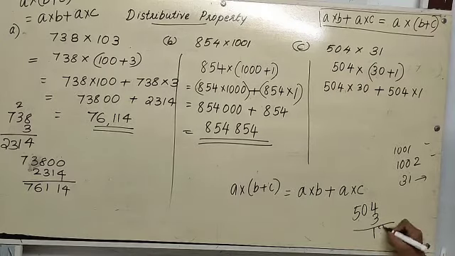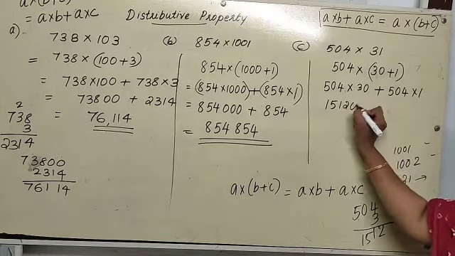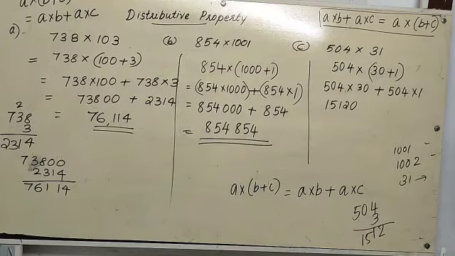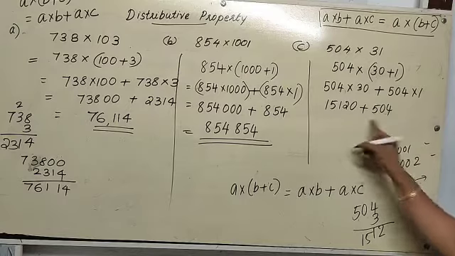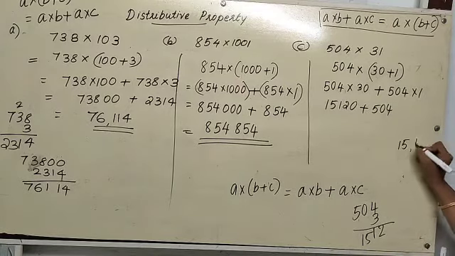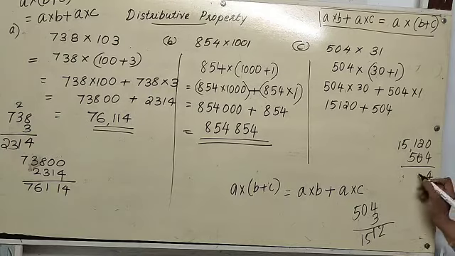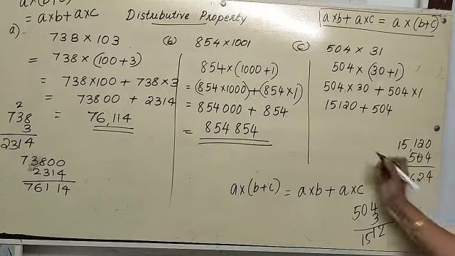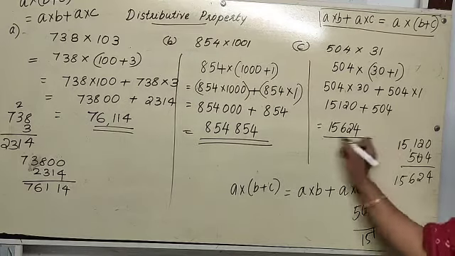504 into 3 is enough. 504 into 3, what do we get? 1512, followed by 1 zero. So plus 504 into 1, which is 504. We can add these two numbers: 15,120 plus 504. On adding, what do we get? Our answer is 15,624.